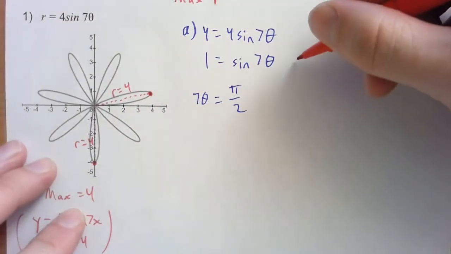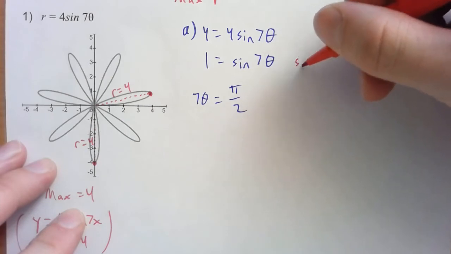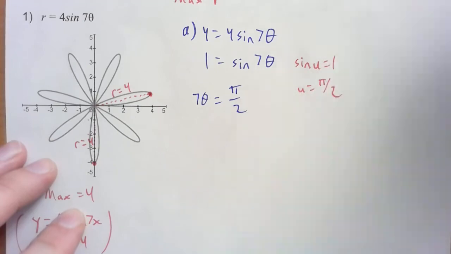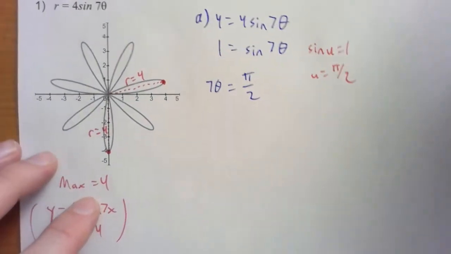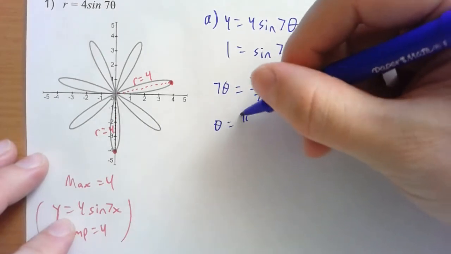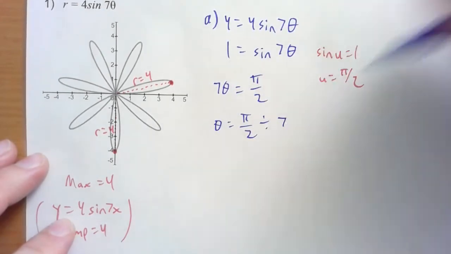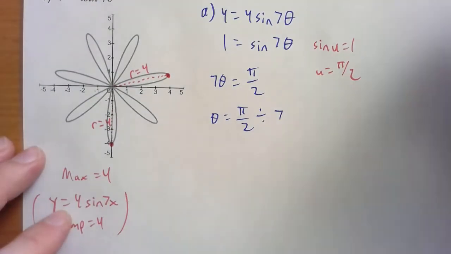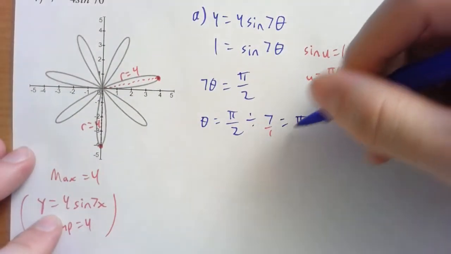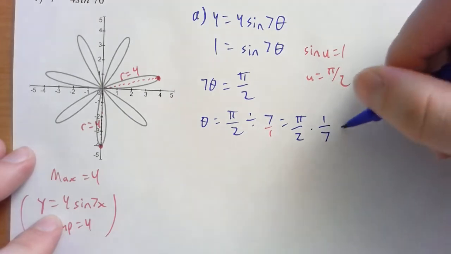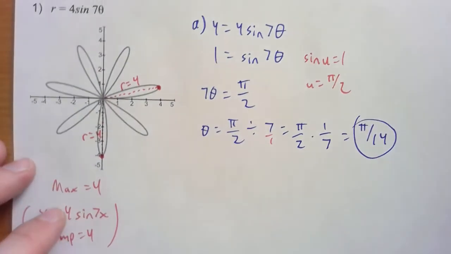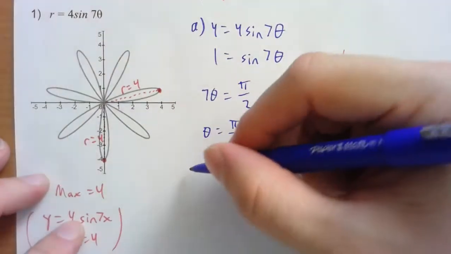Remember, if you wanted, you could do a u substitution. You could say we want sine of u to equal 1. That means u equals pi over 2. All right, so then we have to divide by 7. So theta is pi over 2 divided by 7. Of course, that's 7 over 1, so that's pi over 2 times 1/7. Pi over 14 is the angle that we're looking for.